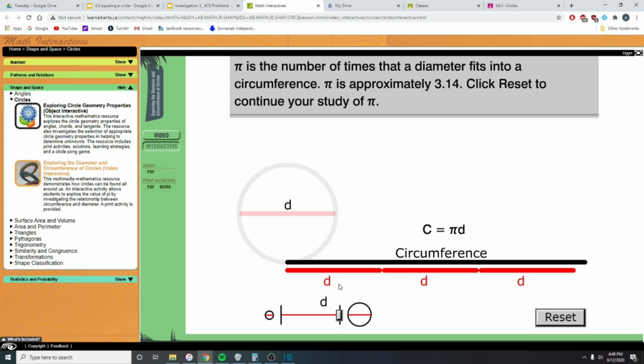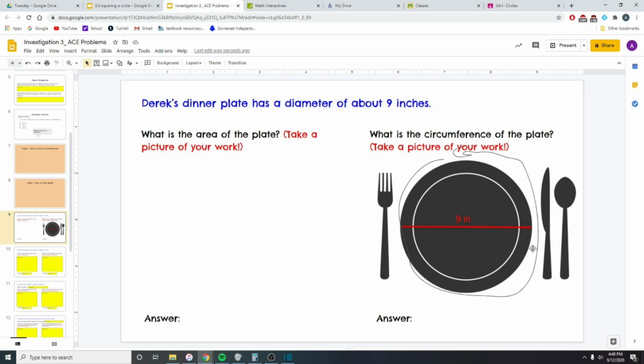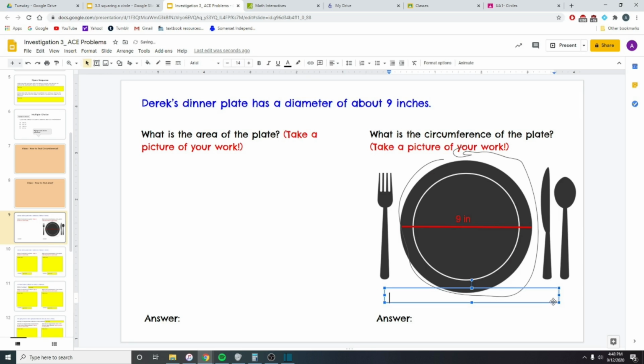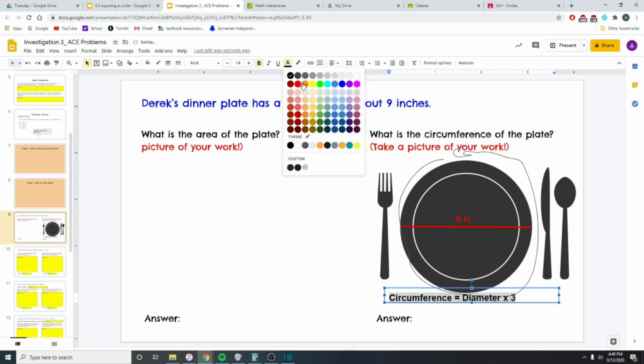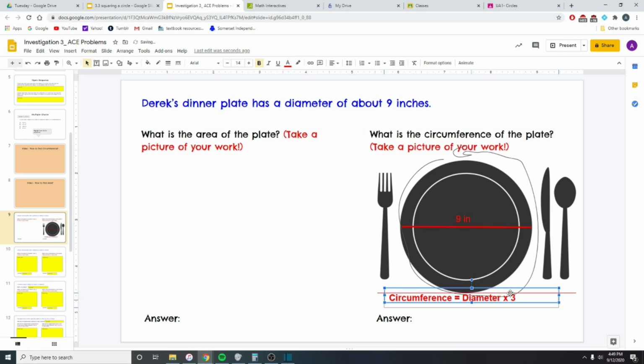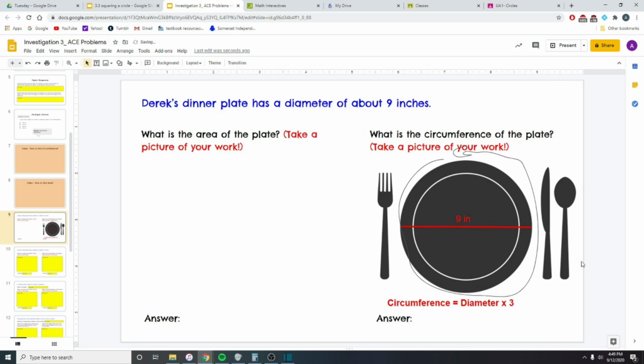What you can do is you can add your diameter 3 times or do diameter times 3 to get your circumference. So I'm already given the diameter. In order to figure out my circumference, I need to do circumference equals diameter times 3. Again, this is not an exact answer, but this will get me a close estimate. What I want is a close estimate.